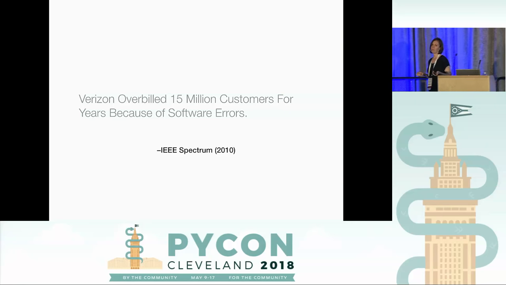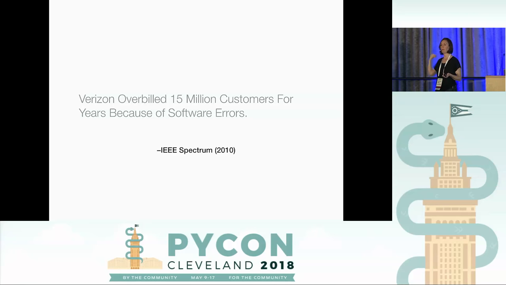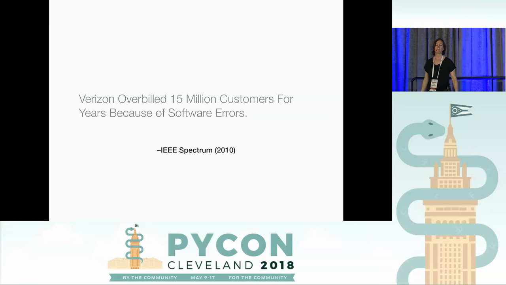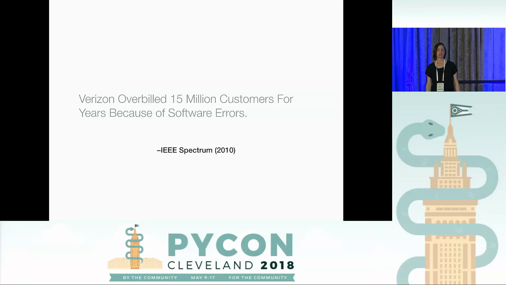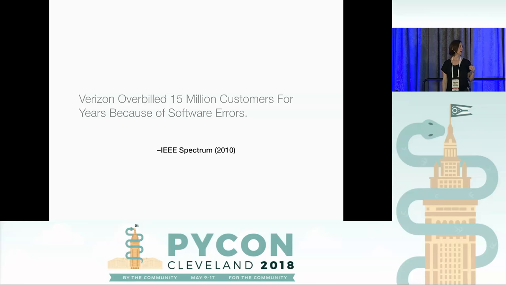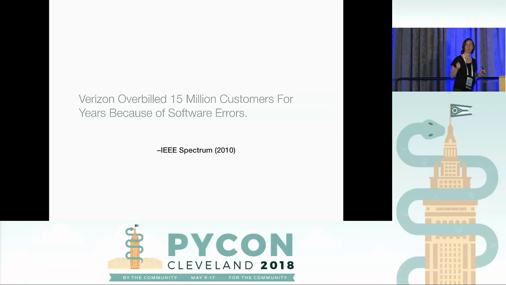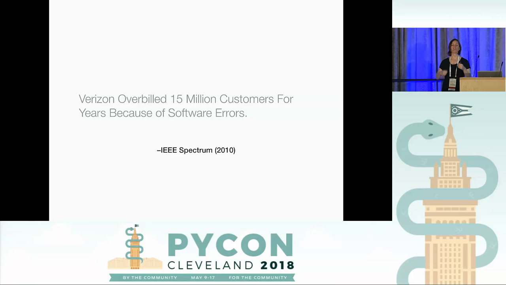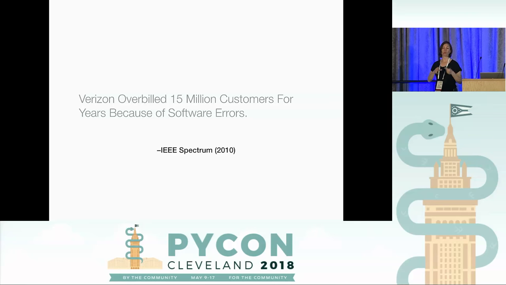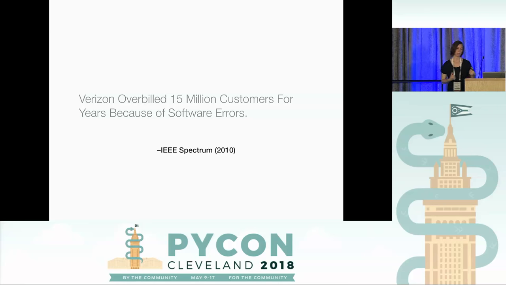Of course, the last kind of situation where your data can get out of line, where you have problems with your financial data, is bugs. Some 8 years ago, it came out that Verizon had overcharged 15 million customers for years because of software errors. What was the problem? They were basically charging for incoming data to customers whose plans indicated that for certain interactions, they weren't going to pay for incoming data charges.